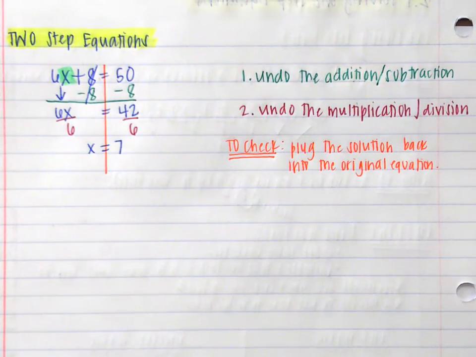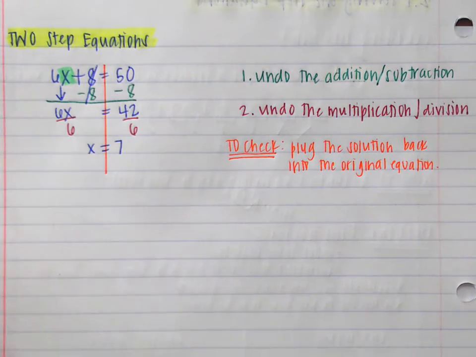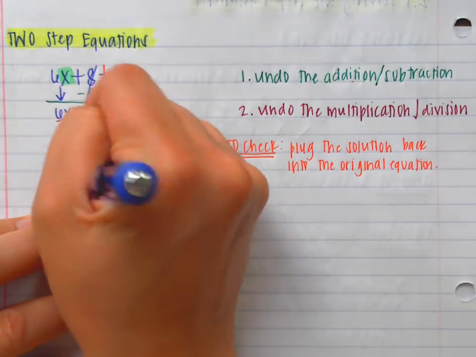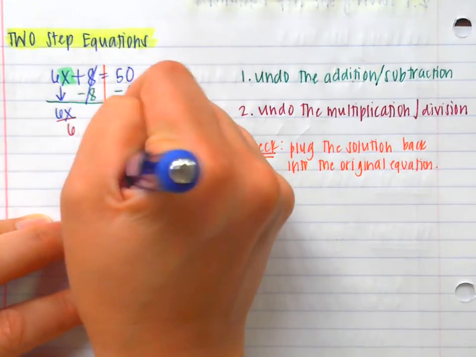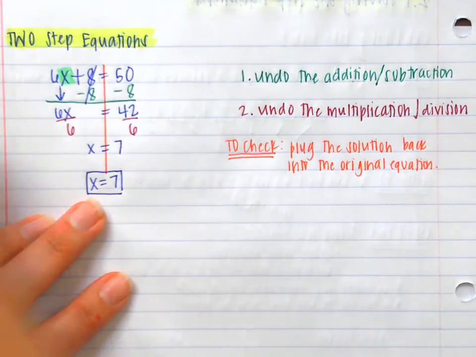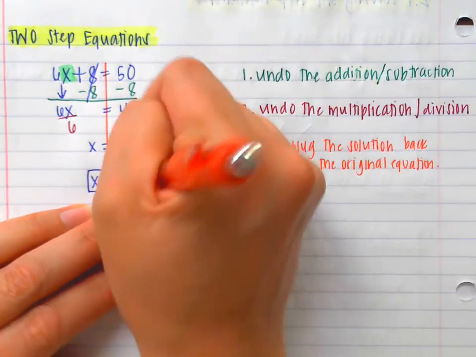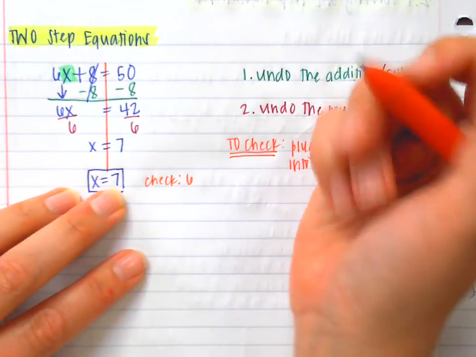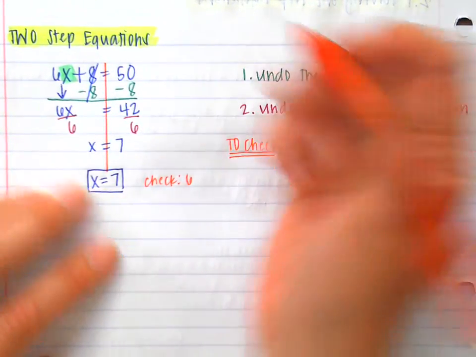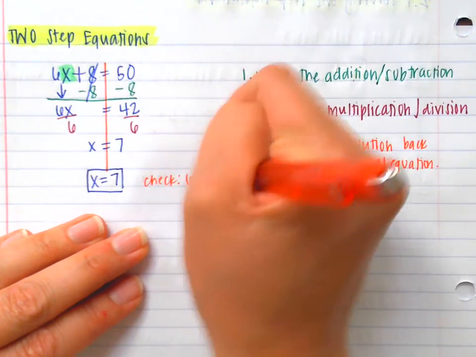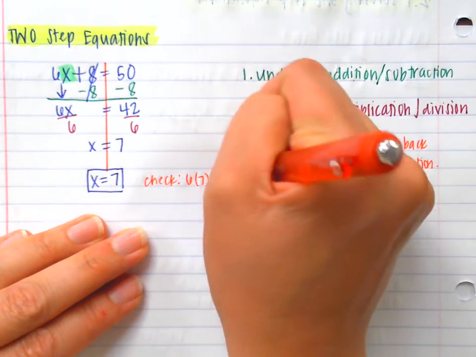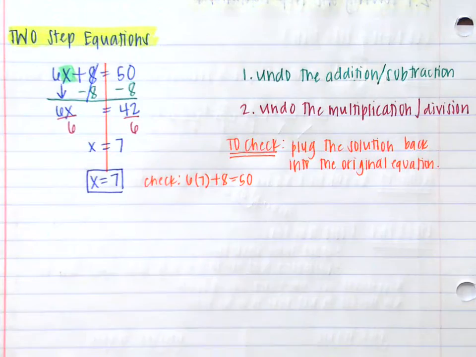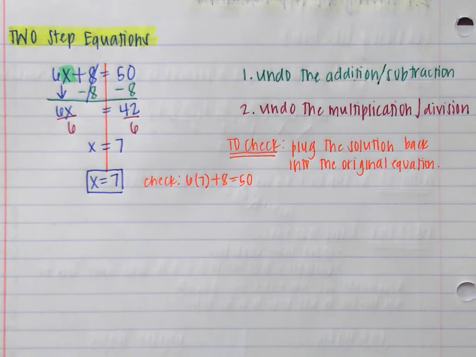Okay, so let's look at checking, and then we'll do some more problems. So my final answer was 7. If I were to check that, I would do 6, and in place of x, we're going to put 7, plus 8 equals 50. And then I would simplify that. I'd use my order of operations to simplify.